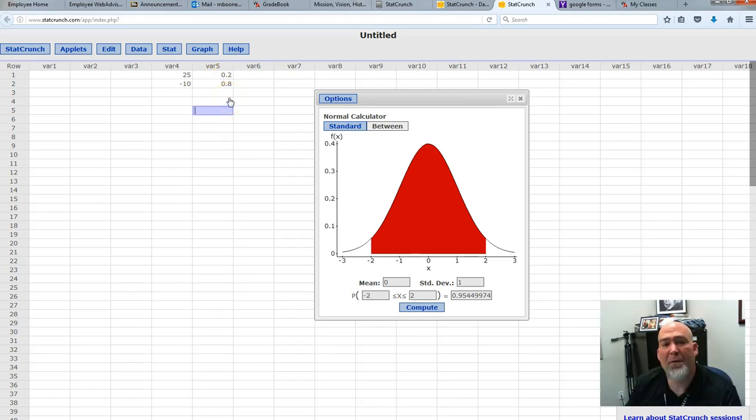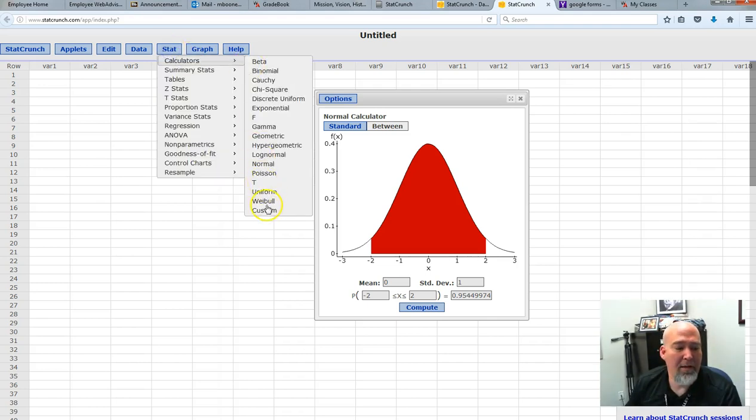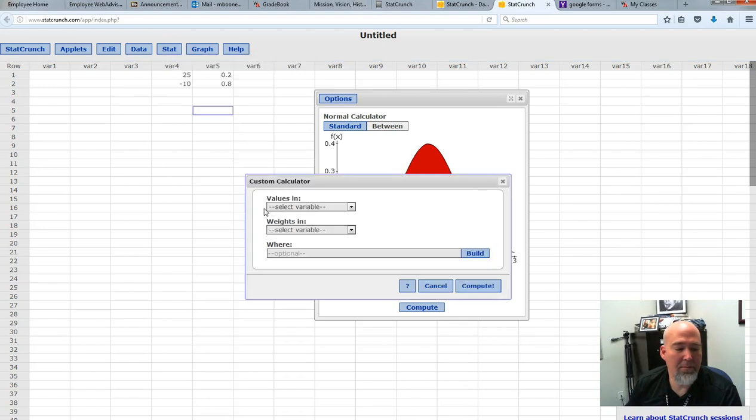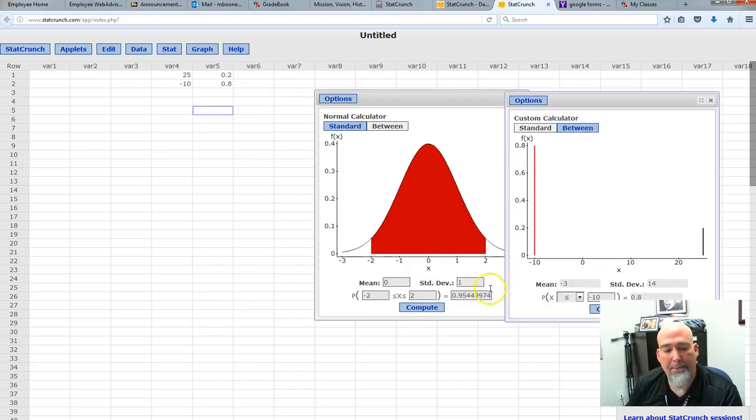But if I want to find out my expected value, if I go to that custom calculator, my values of my winnings are in var 4, my weights are in var 5, and bam, the mean that I get is -3. So I'm expected to lose $3 every time I play. The standard deviation is 14. So again, I could be up for a while, but in the long run, I should expect to be down by $3.